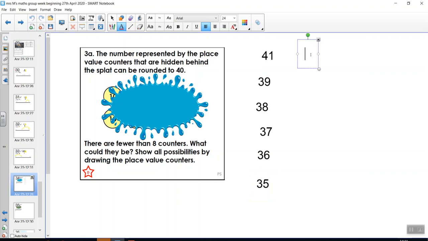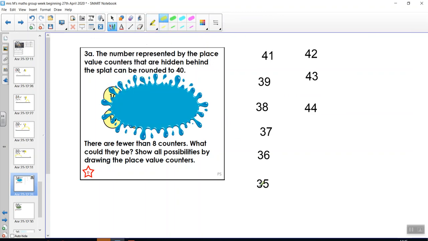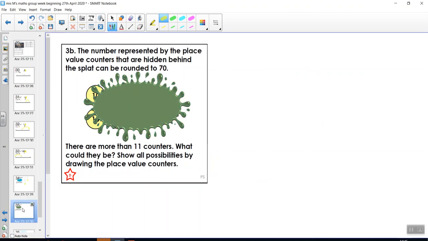So 42 can round to 40, and that would take 6 counters. 43 could round to 40, but it would take 7 counters, 4 tens and 3 ones. 44 could round to 40, and it would take 4 tens and 4 ones. So we've got 2 numbers here that will round to 40 using 8 counters. We've got 35 and we've got 44. Well done if you got that.